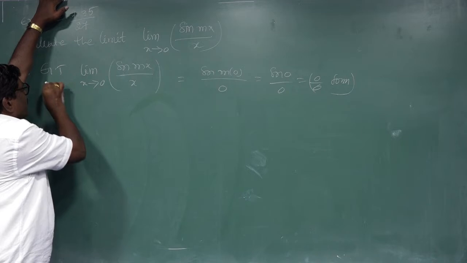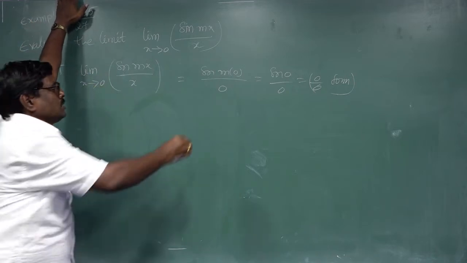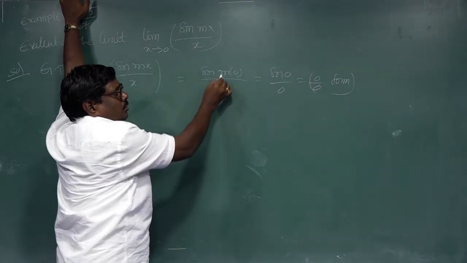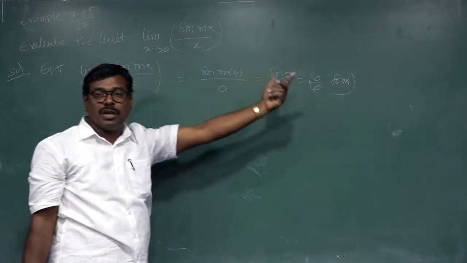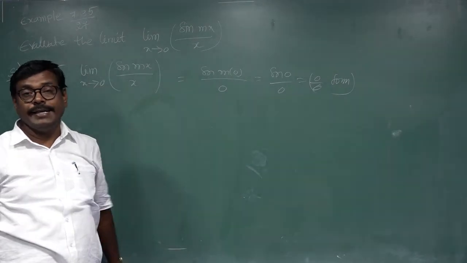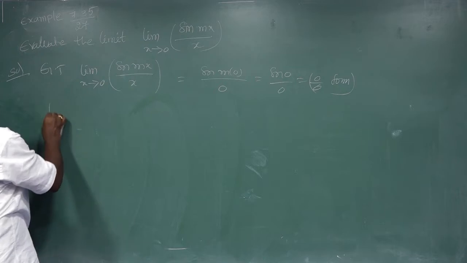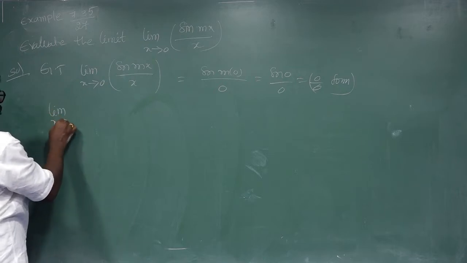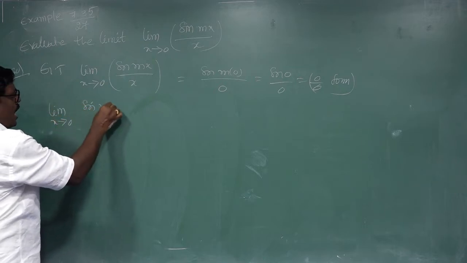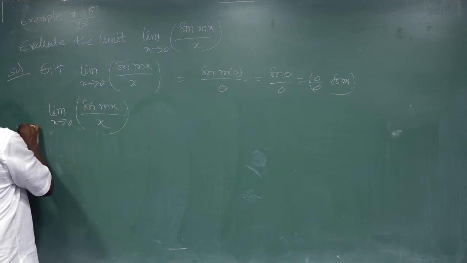Given that x tends to 0, replacing x by 0 gives sin(m into 0) by 0, and sin 0 has value 0, so 0 by 0. 0 by 0 is an indeterminate form. Next, we use the L'Hospital rule for the limit as x tends to 0 of sin mx by x.